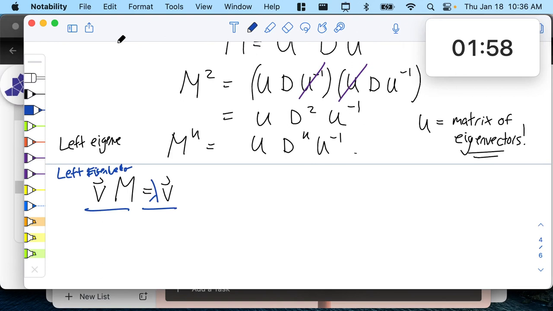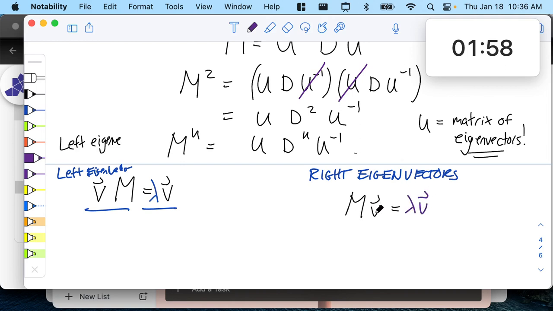Okay. There's also right eigenvectors. And a right eigenvector is probably what you saw in linear algebra class. M V equals lambda V. And here's the thing. You can do this calculation to find M to the N either way. But I chose to do the left eigenvectors because the left eigenvectors are meaningful in our problem.